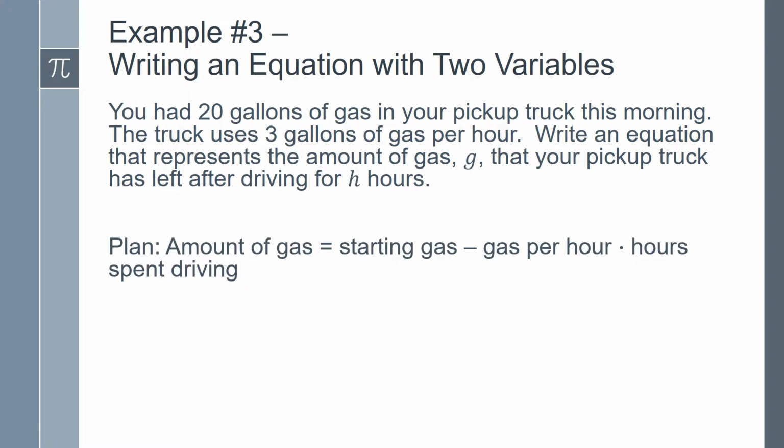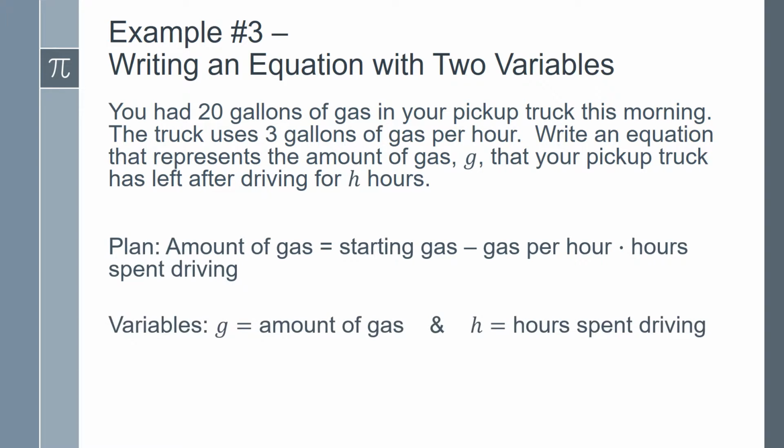We know that the amount of gas will equal the gas that we had at the start of the day minus the gas used per hour times the number of hours spent driving. In this case, our variables are G, which is the amount of gas, and h, which are the hours spent driving. So now we can write our equation. G equals 20 minus 3h.